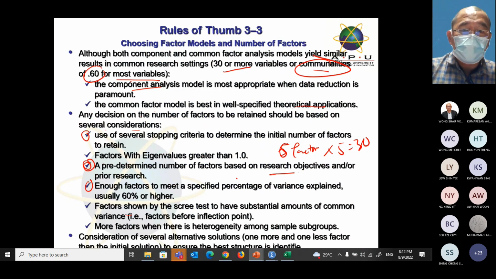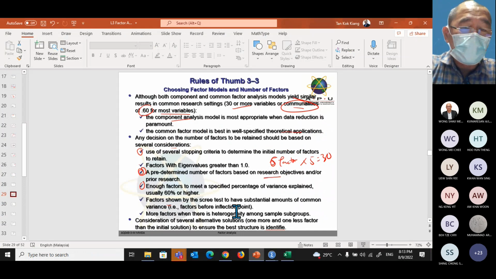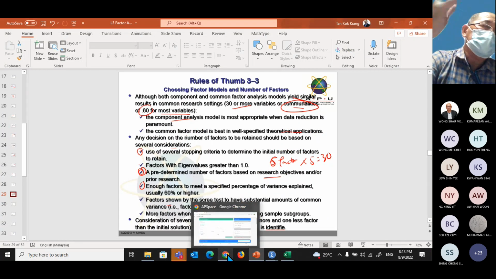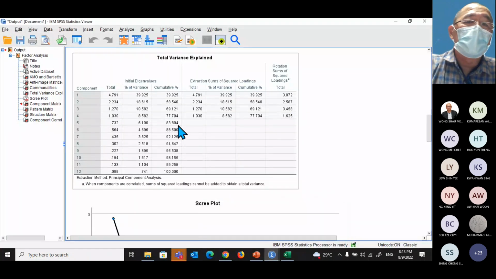Now, next: factors shown by scree test, same thing, to have a substantial amount of common variance. Actually, this year we only have the scree plot, not the scree test. So we can only find the number of components from the scree plot, and therefore it's 4. This one is more important to determine how many factors you should have, whether the factors that you have are enough or not, based on the output here. Yeah, 77.7. This is more important.